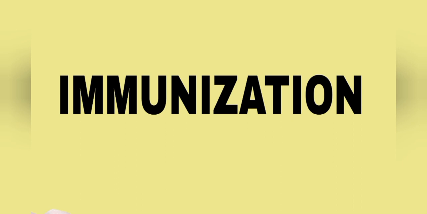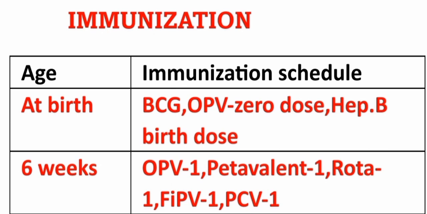Friends, today we are discussing one important topic on immunization. Immunization schedule we can see first. At birth: BCG, OPV 0 dose, hepatitis B birth dose. At the 6th week: OPV first dose, pentavalent first dose.